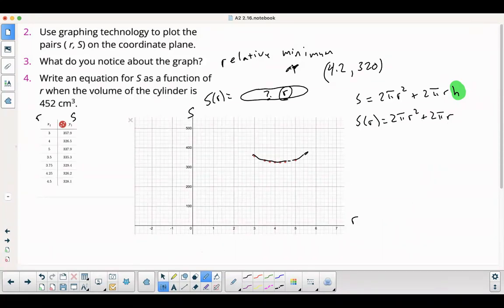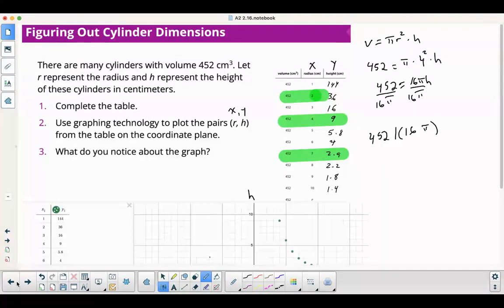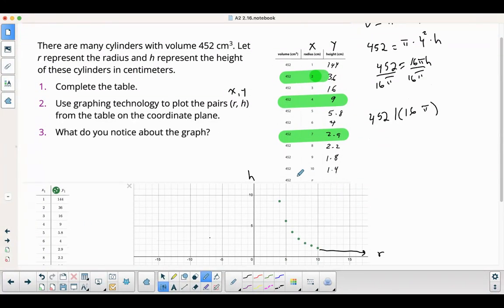Now, if you go back a couple slides here, I never finished this last one. I left it blank there. If I said, what is it equal to when it's a radius of r? So I'm going to go here and I'm going to finish this. 452 equals pi r squared times h. So I want to find out what h is. So if I divide by pi r squared, I end up getting h equals 452 over pi r squared. So I'm going to write that right here.